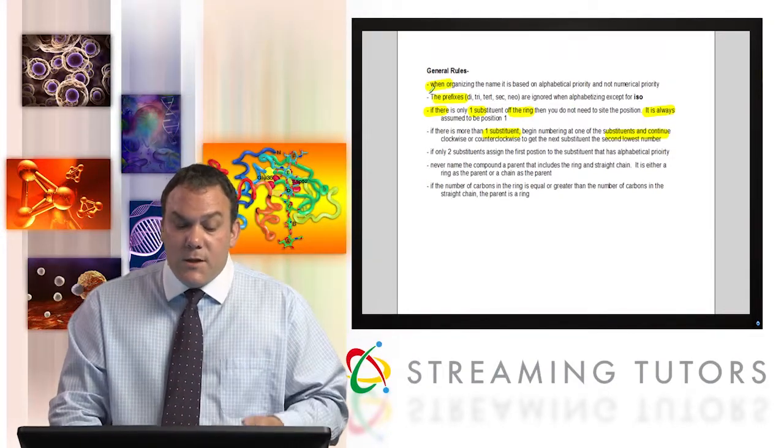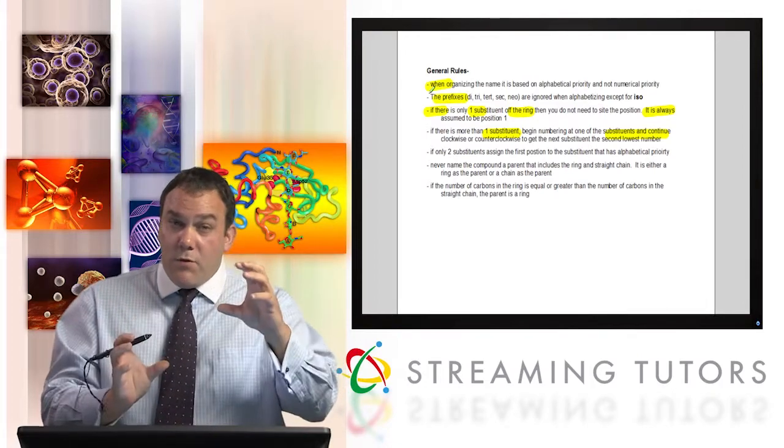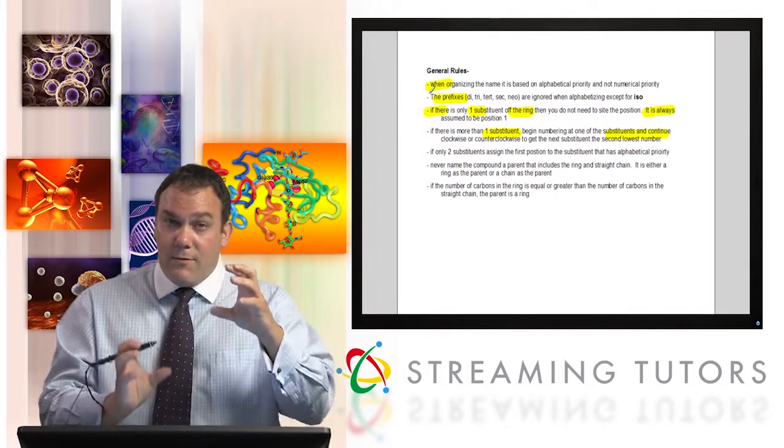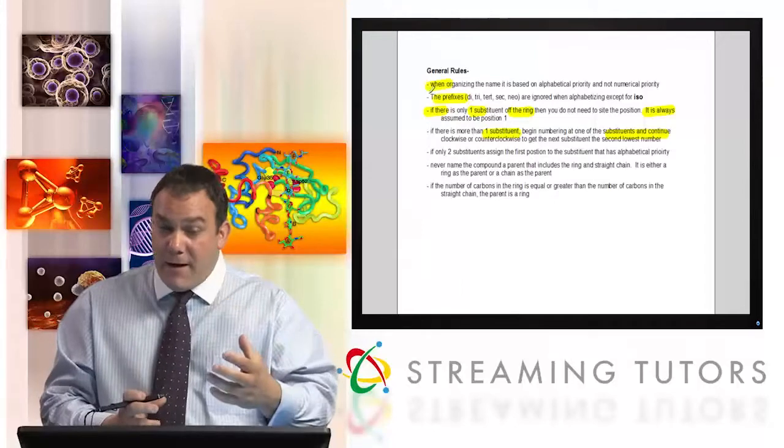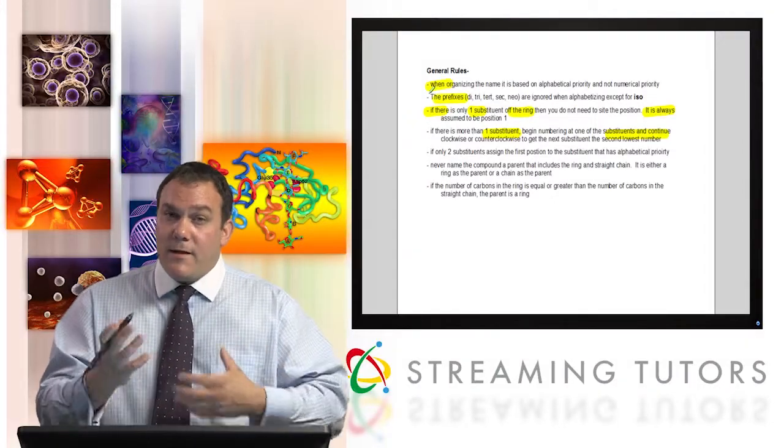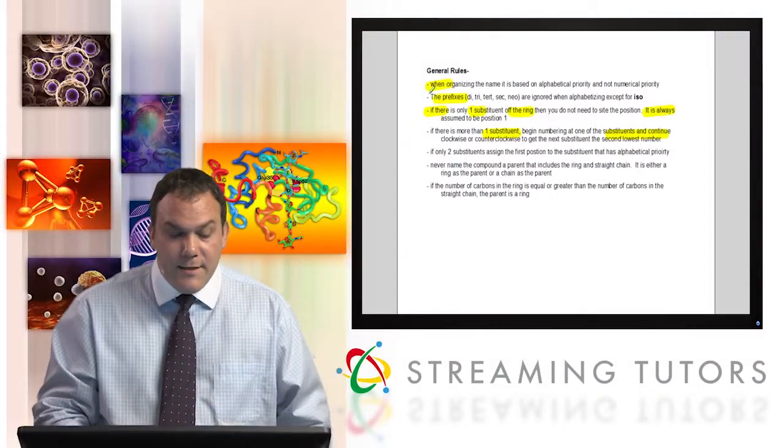If only 2 substituents, whenever you have 2, then they're always the same distance away, numbering-wise. So you do it alphabetically. So whoever wins alphabetically is the first number. That's what this rule says.